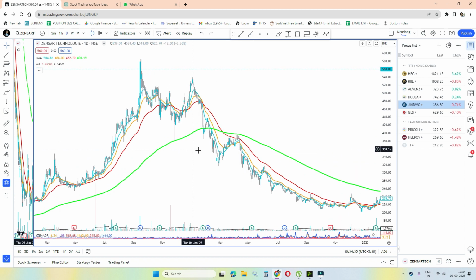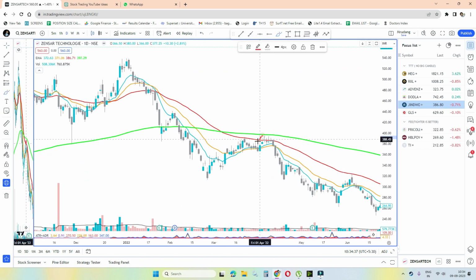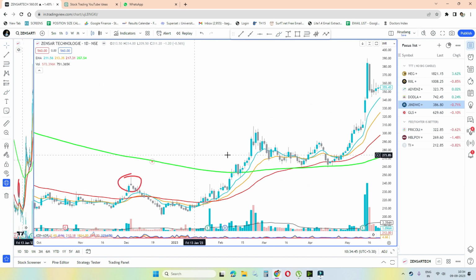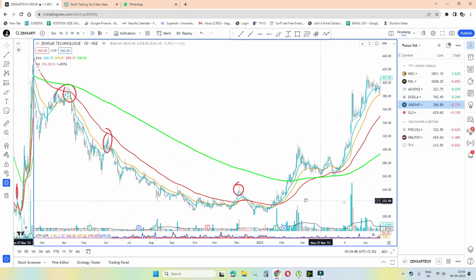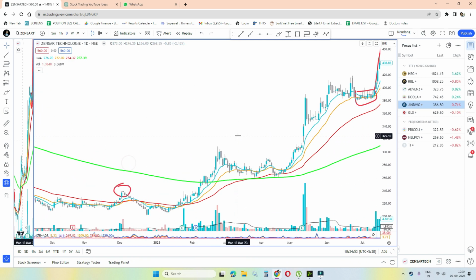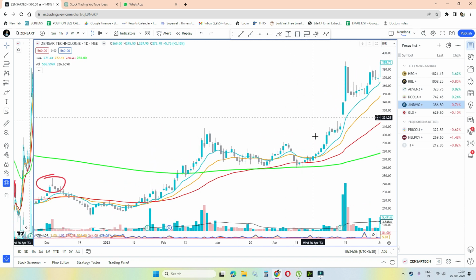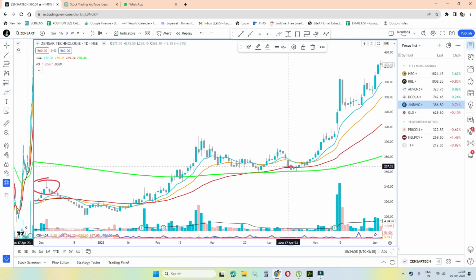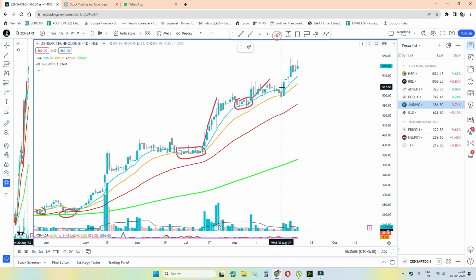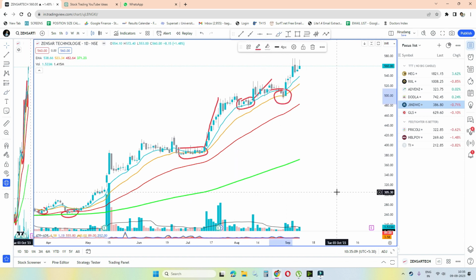Now I can see here it is finding resistance, resistance, resistance. Once it broke above the 200-day EMA, the momentum shifted from the bearish to the bullish side. Again it tested the 200-day EMA here, here, also the 20-day EMA. So these things work on large cap stocks also.